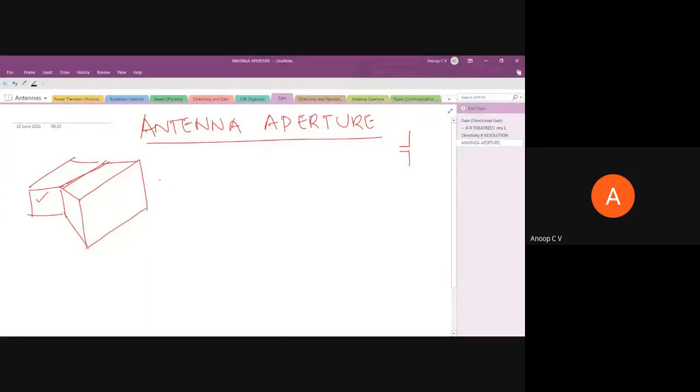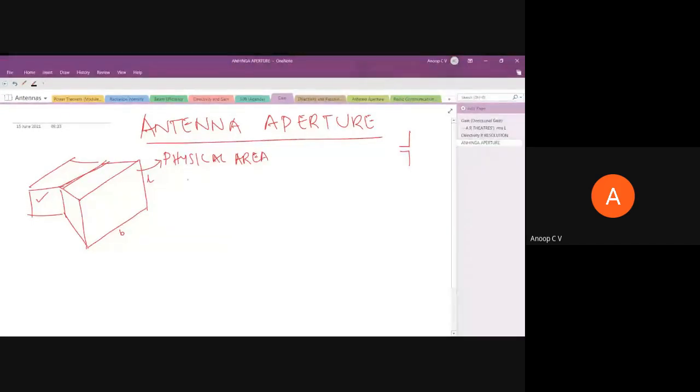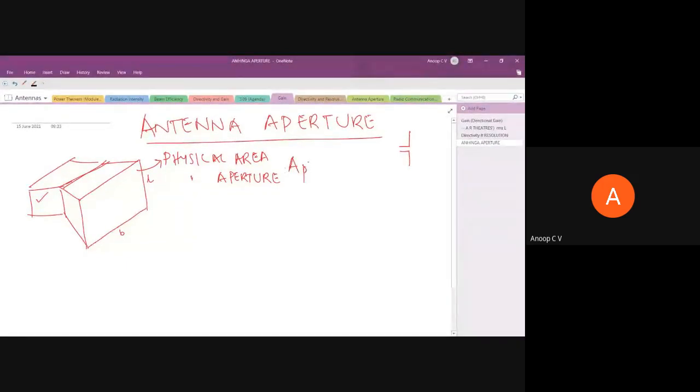So this antenna may have some length L and, say, breadth B. So the actual physical area, or physical aperture, is equal to AP, in meter square.